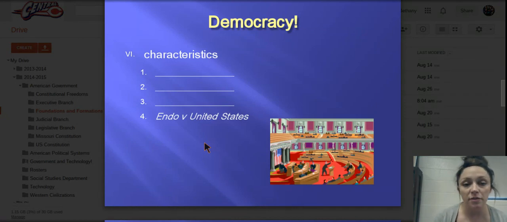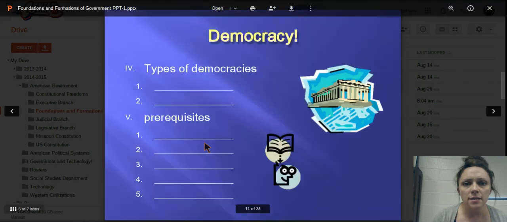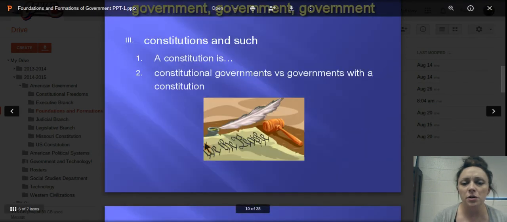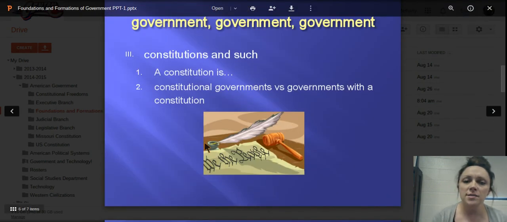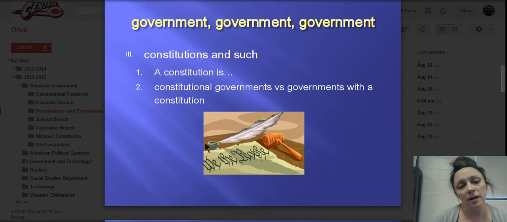So that's all we've got for today. And to answer the question that I posed earlier, do we have a constitutional government or a government with a constitution? The answer is a constitutional government, because the Constitution actually limits what our government officials can do.